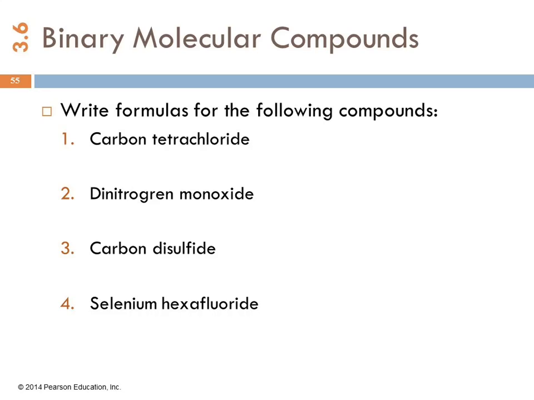Oh, yes. So we write names from formulas. We also have to learn how to write the formulas from the names. And again, these binary molecular compounds are fairly easy to do. So carbon tetrachloride, we need to know our element symbols. So what's this going to be? CCl4. Because the tetra refers to the chlorine. And it's a little unfortunate that in the name, the number comes before, in the formula it comes after. Just deal with it.